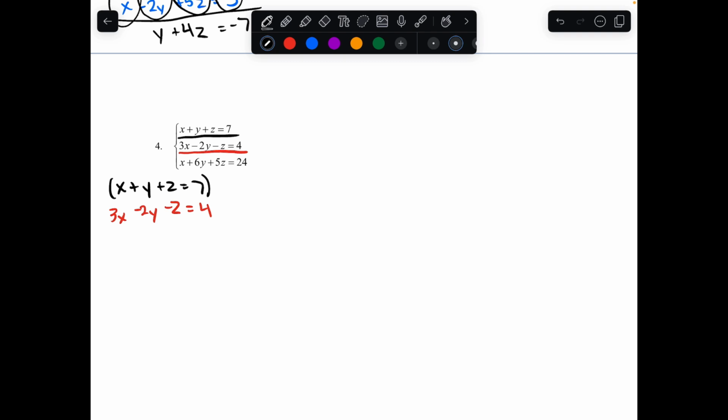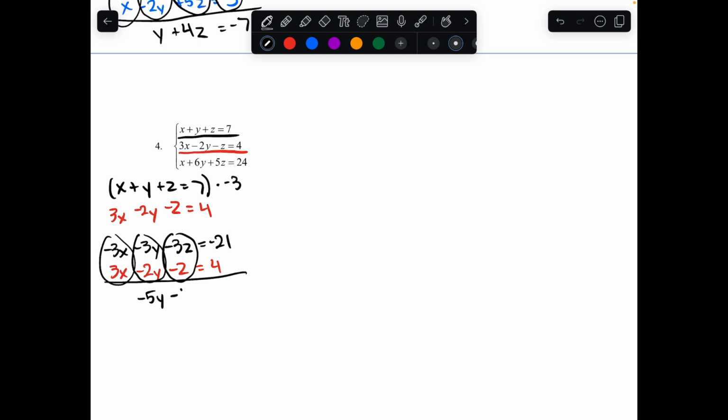This then becomes negative 3x minus 3y minus 3z is equal to negative 21. And then we'll rewrite the equation in red. We have 3x minus 2y minus z is equal to 4. Adding these together, we're going to have negative 3x plus 3x, so 0x. And then we'll have negative 3y minus 2y, so negative 5y. And then we have negative 3z minus z, so minus 4z. And then negative 21 plus 4, so negative 17.